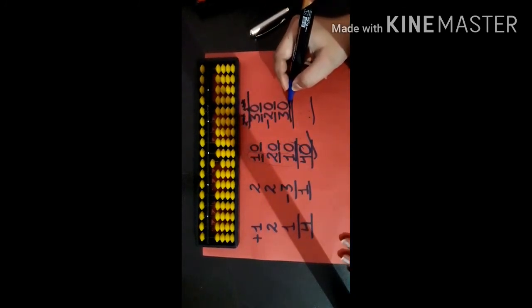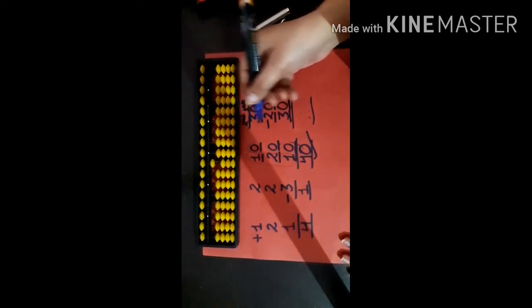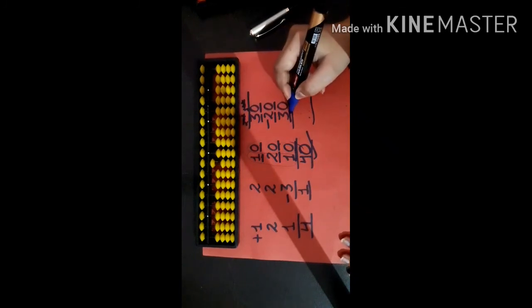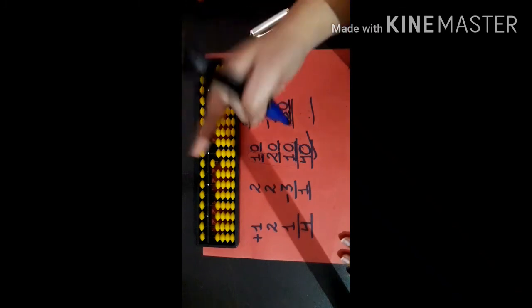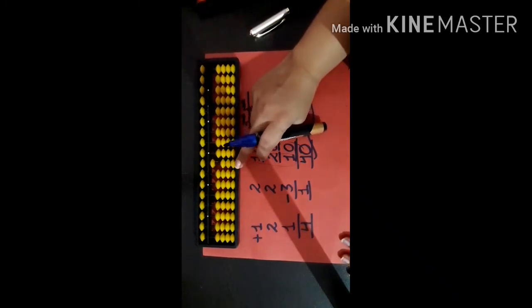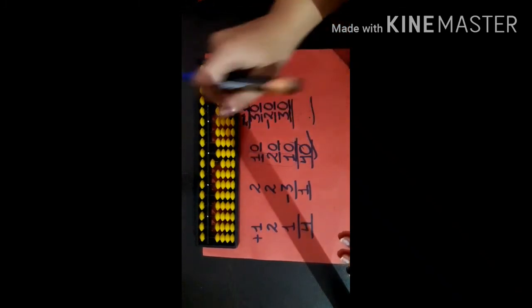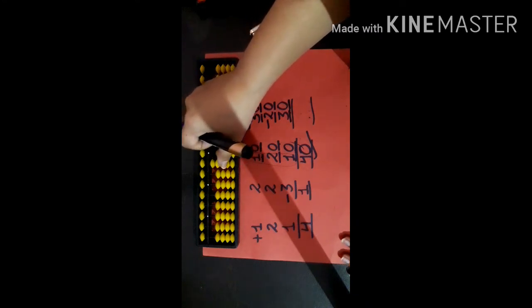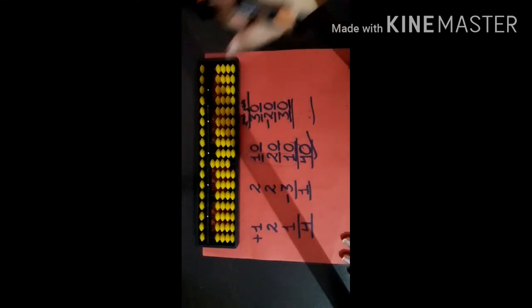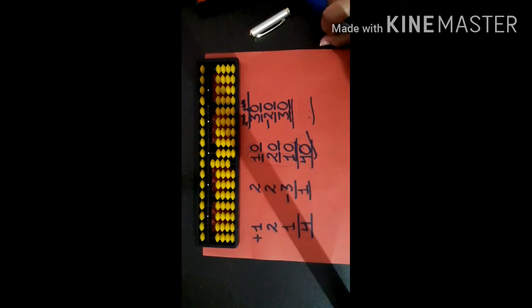0 is there, means nothing you have to add. Second number is 3. 3 you have to add. 3 in second rod. This is first rod, this is second rod. Second rod you have to add 3. 1, 2, 3. Now what is your answer?